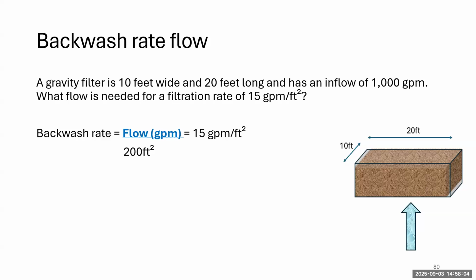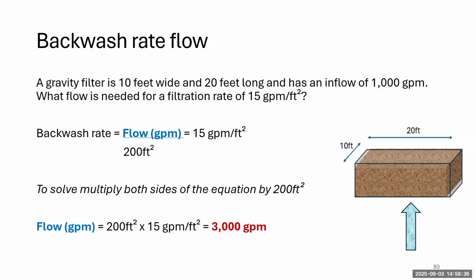We know the backwash rate is the flow divided by the area, but we don't know the flow. We know the result that we want. We know the backwash rate that we want. Now, this is a little bit of an algebraic manipulation. The left-hand side of this equation has flow divided by 200 square foot. The right side of the equation has our result, 15 gallons per minute per square foot. What we're going to do is multiply both sides of that equation by 200. On the left-hand side, it'll cancel out. And on the right-hand side, we'll have 15.